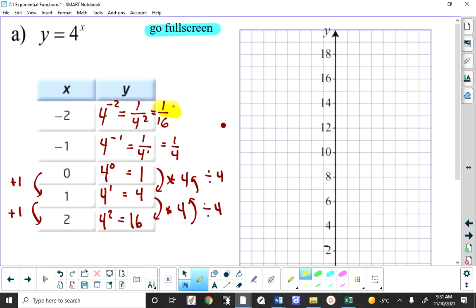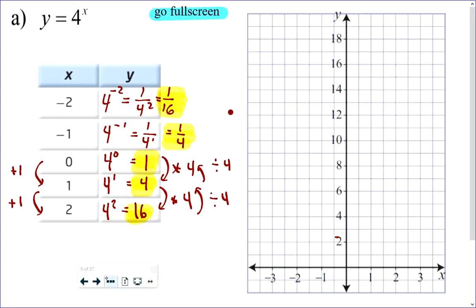What we want to focus on is that these are the y coordinates. It goes from 1/16 to 1/4 to 1 to 4 to 16. I also want you to focus on the fact that when x is 0, you're going to have a y-intercept of 1, because 4 to the 0 is 1. So when we plot this, we can plot a point on the y-axis at 1.